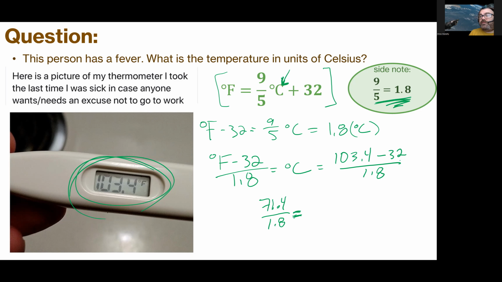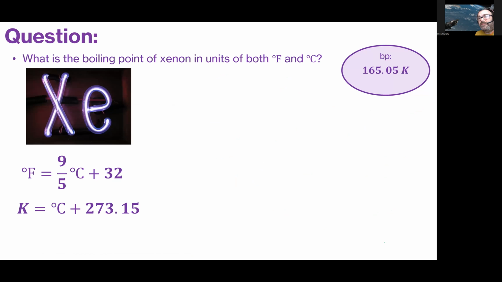Okay, so 103.4 minus 32 is 71.4, and we'll divide that by 1.8, and we're going to get 39.666666 and so on, with units of Celsius. We always want to have units on there. We'll talk later about how I round this, but we're going to say this is 39.7 Celsius. Okay. All right, let's look at another one. What is the boiling point of xenon in units of both Fahrenheit and Celsius?